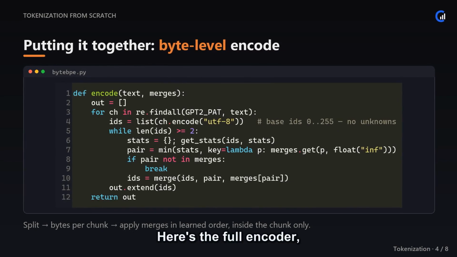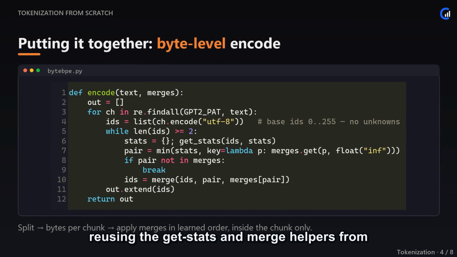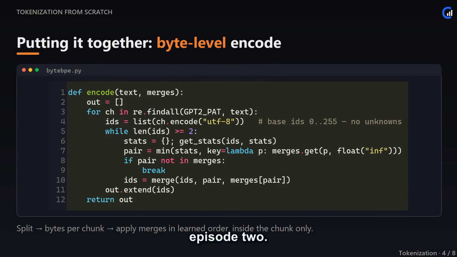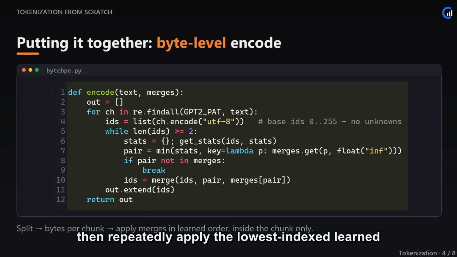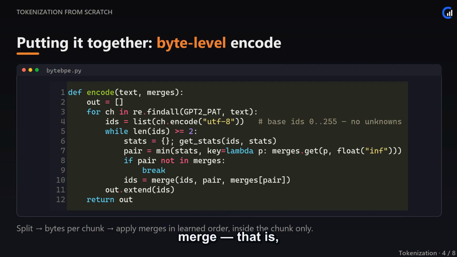Here's the full encoder, reusing the get_stats and merge helpers from episode 2. For each regex chunk we encode to bytes, then repeatedly apply the lowest-indexed learned merge, that is, the earliest one we learned, until no more apply. Because we loop chunk by chunk, merges physically cannot cross a boundary. We concatenate the results, and that's our token stream.